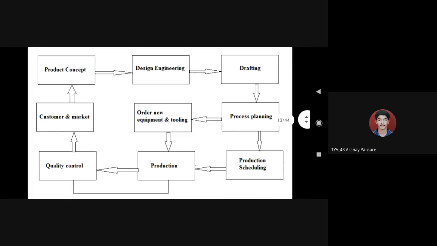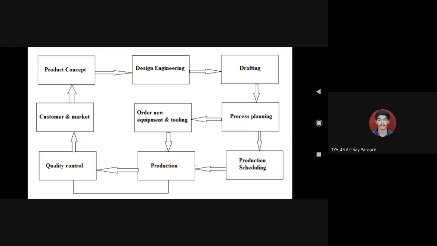Now next is the process planning. After completion of the drafting or any drawing, we have to start the process planning. What will be the procedure to manufacture that product, and to find out the way to give the schedule of that product. Now this is very important. So planning is required.